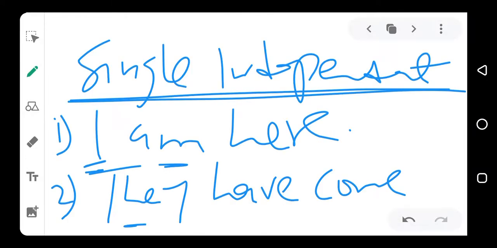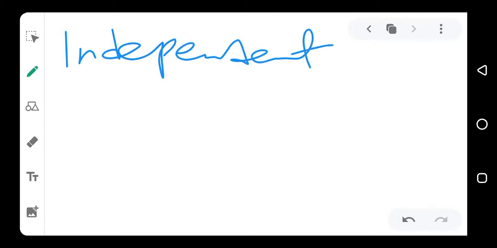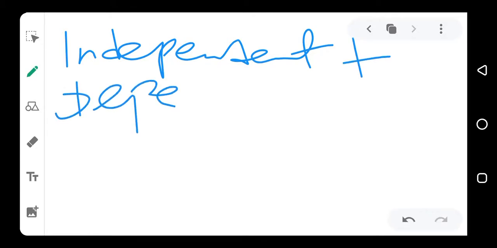In a single independent clause forming a sentence, you don't have much work to do. But when we have an independent clause and a dependent clause coming together to form a sentence, there is a small job you need to do. Independent plus dependent clause.